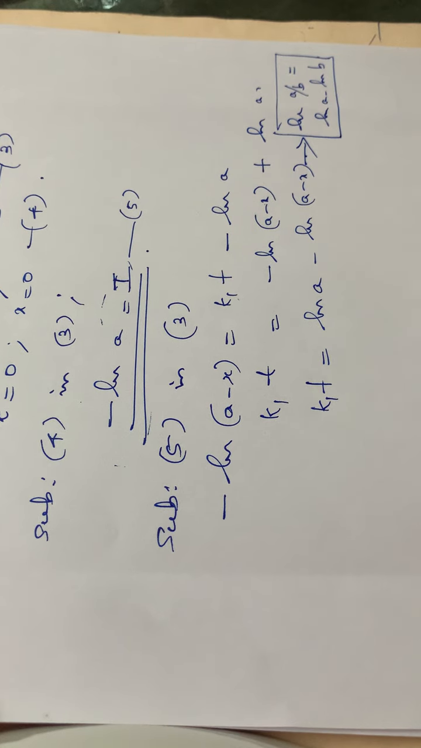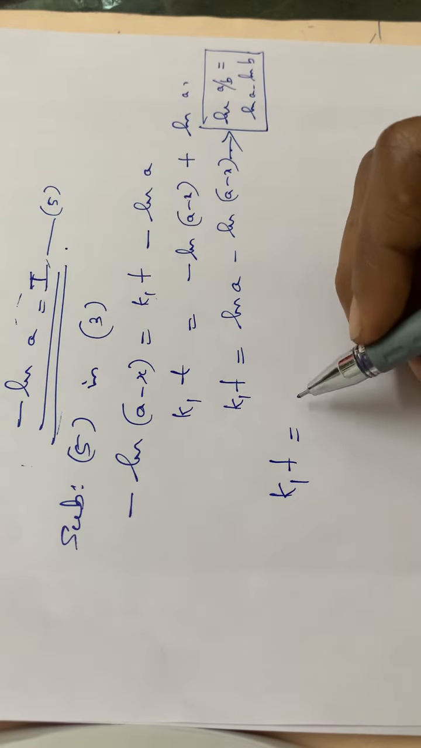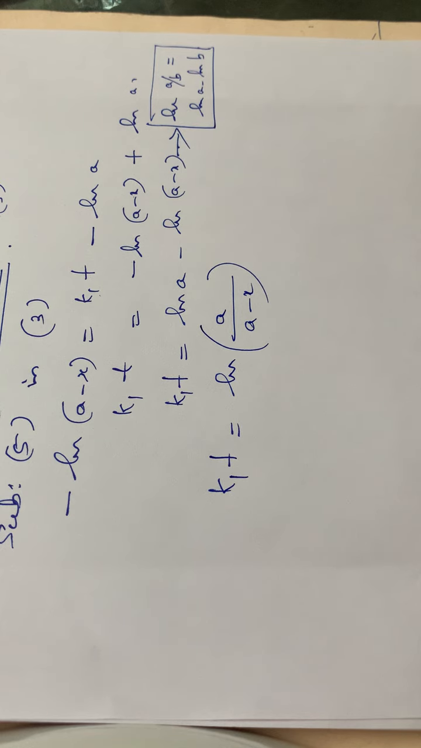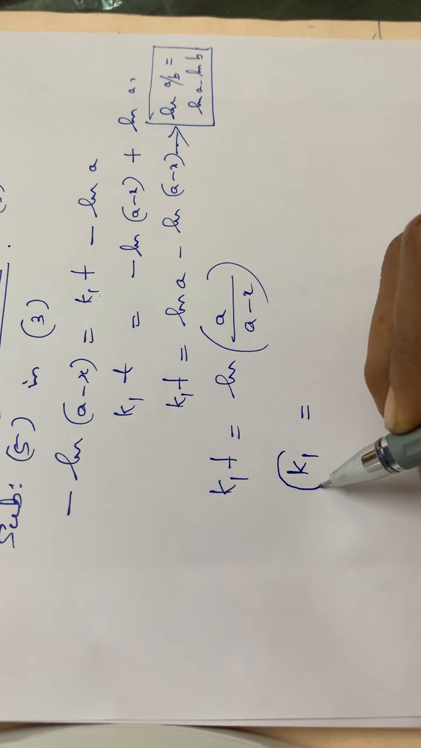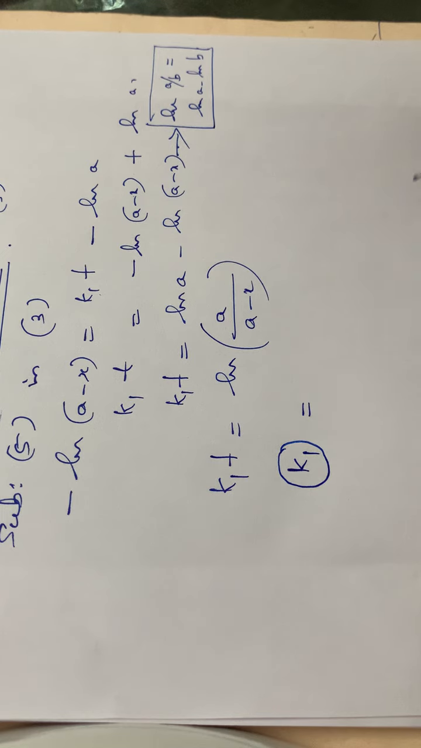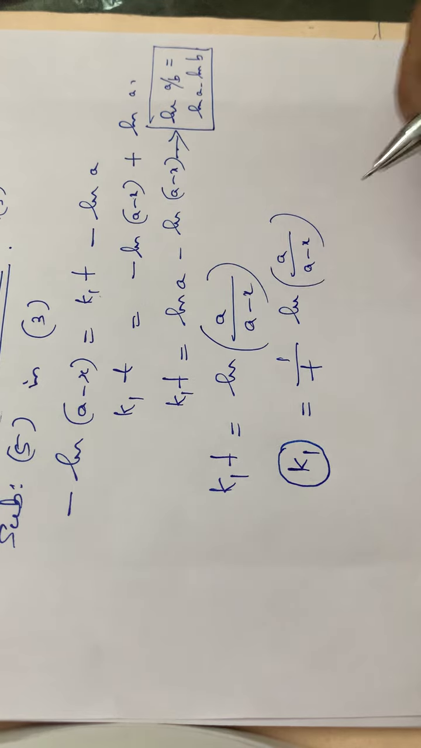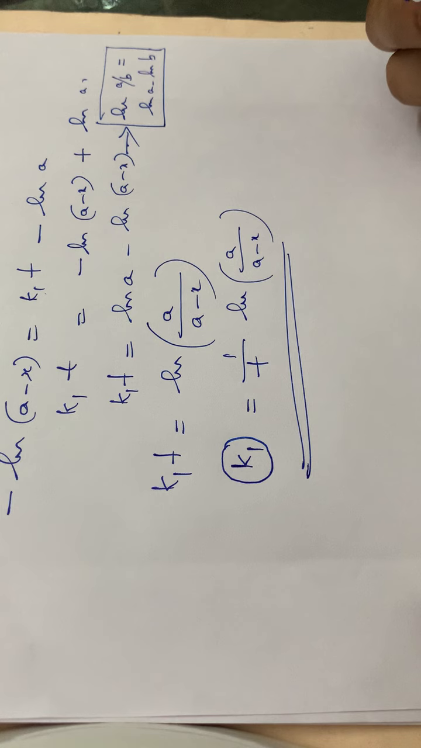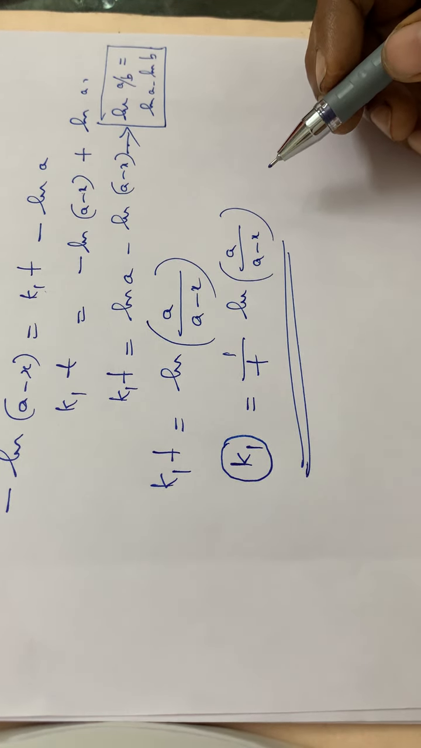ln A by B is equal to ln A minus ln B. So here k1 t is equal to ln A divided by A minus x. Again, you have to find out the rate expression for this k1, the first order rate constant. So k1 is equal to 1 by t into ln A divided by A minus x. So this is the integrated rate expression for a first order reaction.